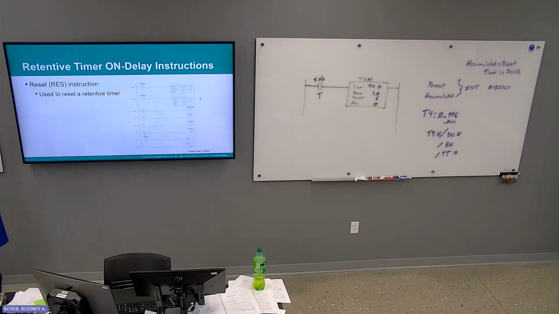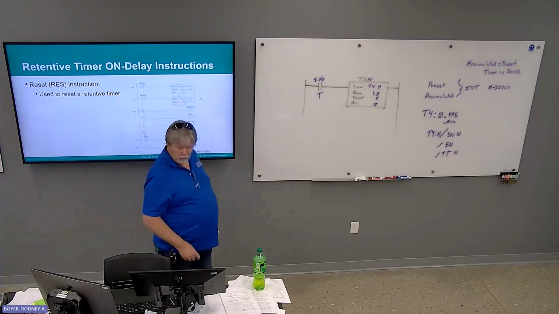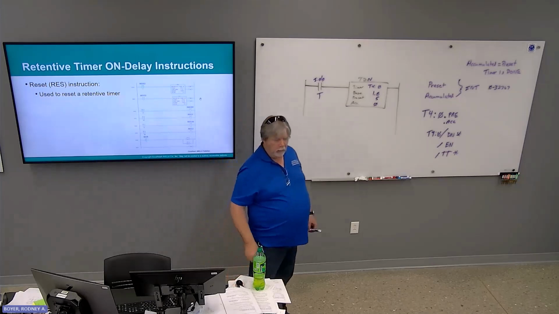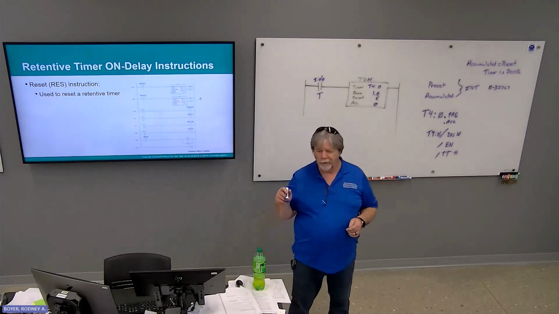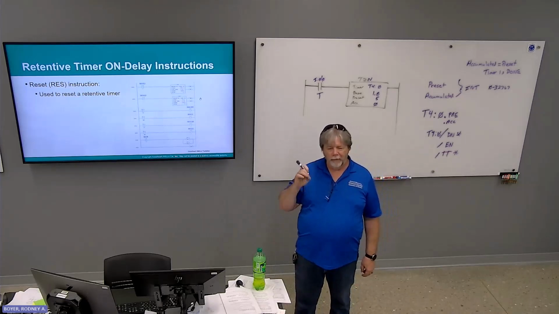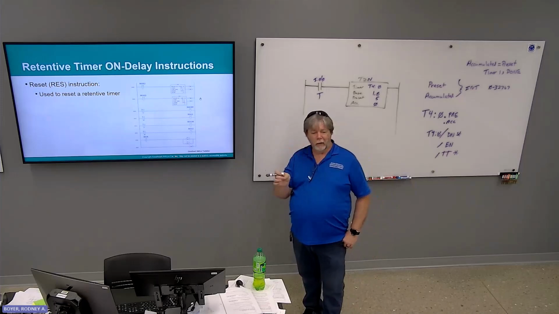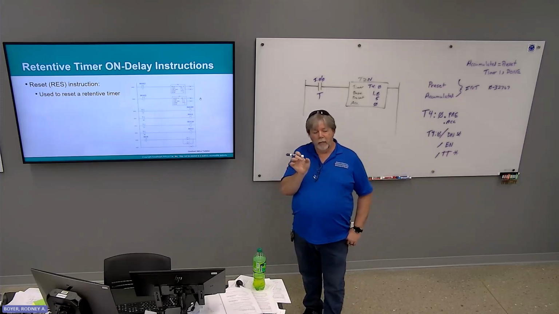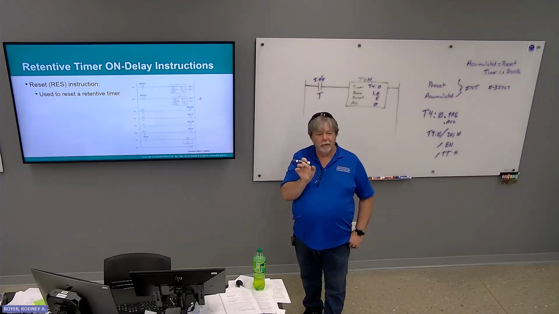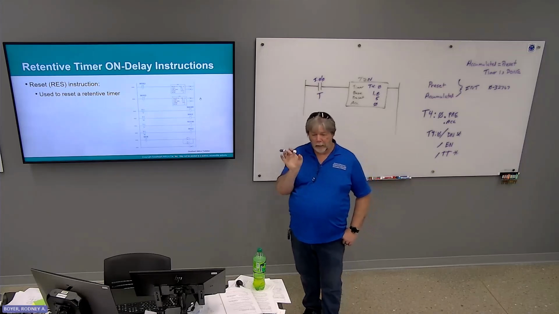Okay. Reset instruction. Used to reset a retentive timer. The way a retentive timer works is while the conditional logic in front of the timer is evaluating as true, the timer will keep timing. If before the timer gets done the conditional logic evaluates as false, the timer stops timing, but it remembers how much time has passed while the conditional logic was evaluating as true. Instead of automatically resetting back to 0, it remembers where it was at.